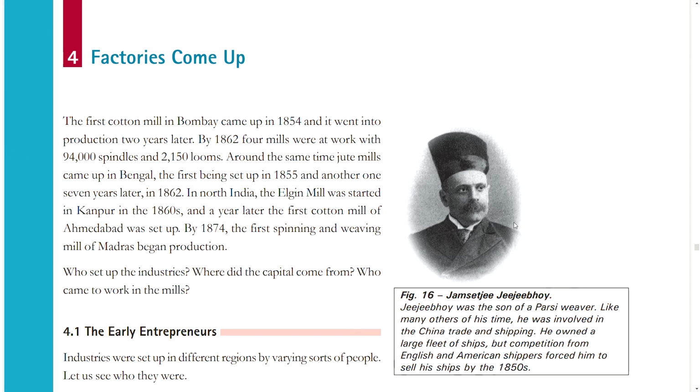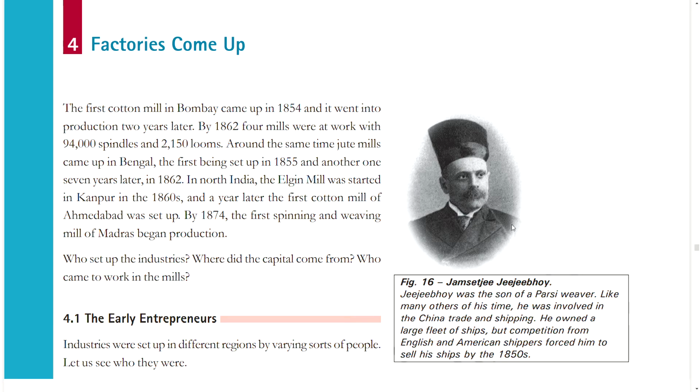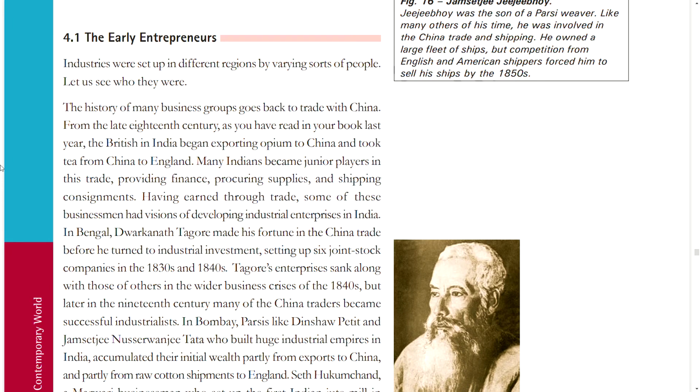Figure: Jamsetjee Jejeebhoy. Jejeebhoy was the son of a Parsi weaver. Like many others of this time, he was involved in the China trade and shipping. He owned a large fleet of ships, but competition from English and American shippers forced him to sell his ships by the 1850s. The early entrepreneurs: industries were set up in different regions by varying sorts of people. Let us see who they are.